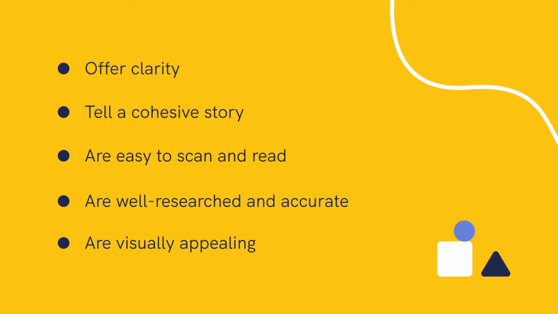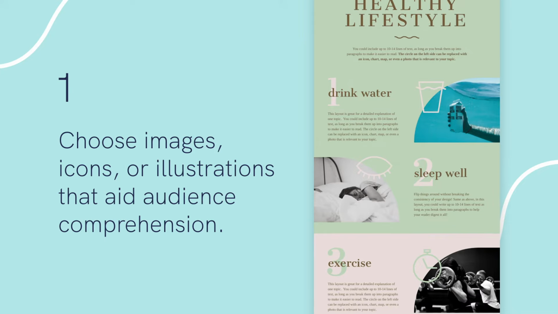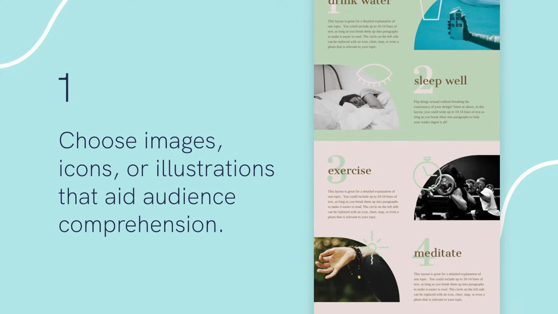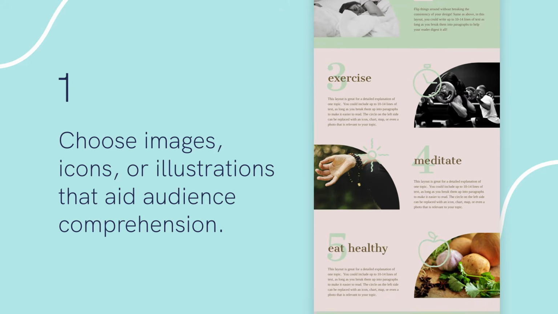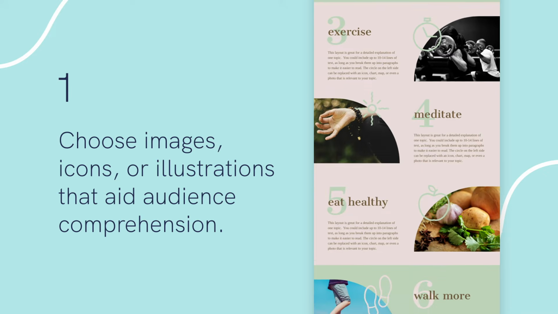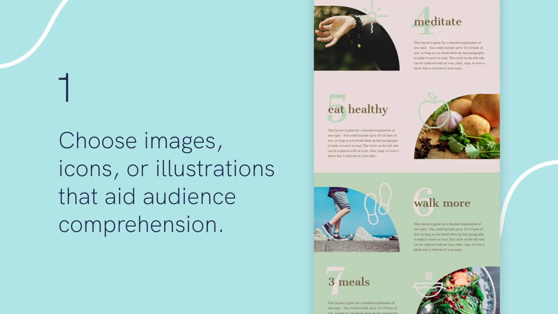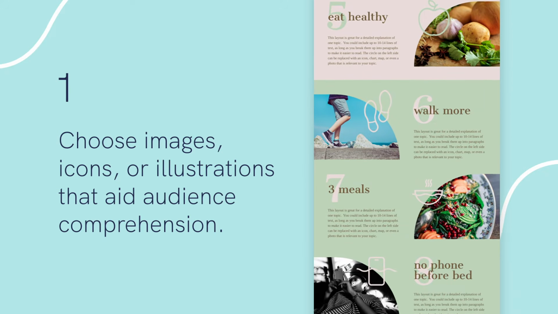You can take the following steps towards making a good infographic. 1. Choose images, icons, or illustrations that aid audience comprehension. While words and text are important in communicating information, make your infographic stand out with the right visuals. Choosing the right visuals in your infographics can help you create accessible, coherent, and compelling content.